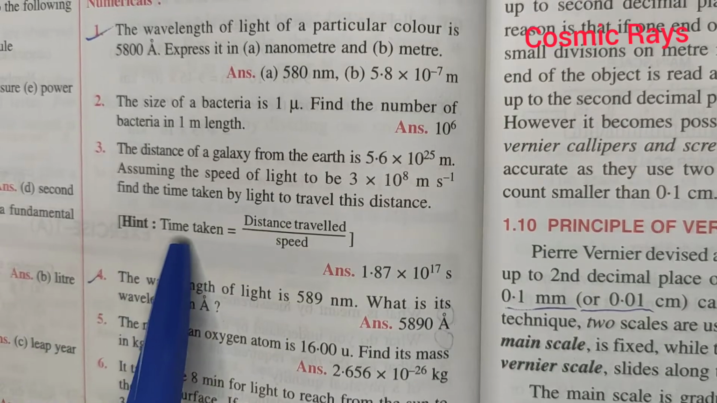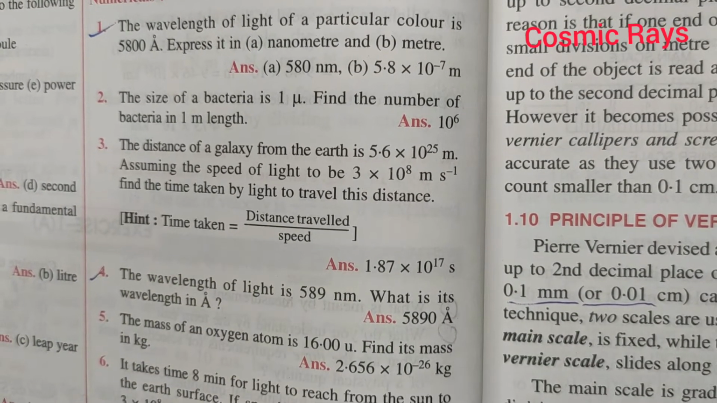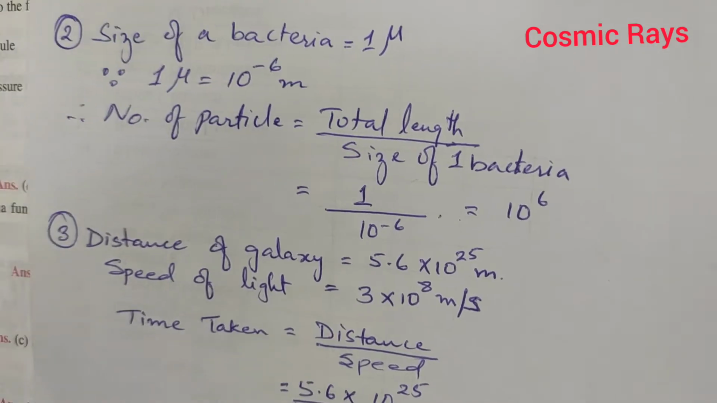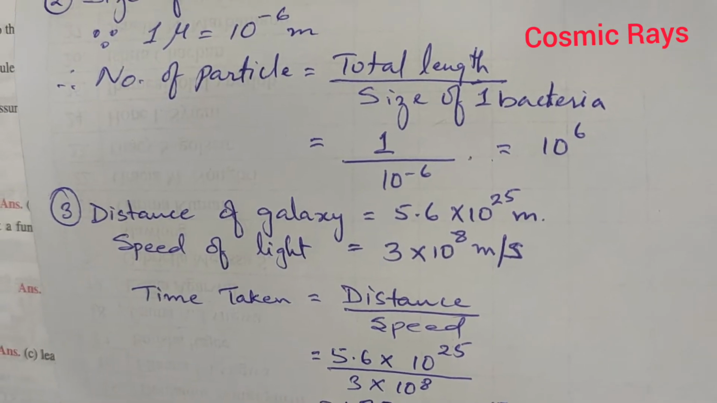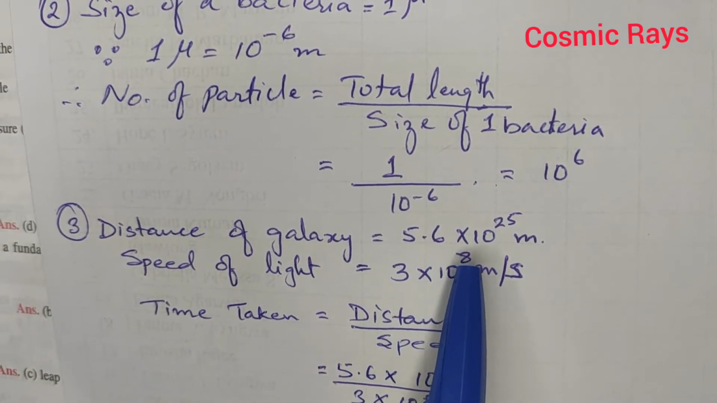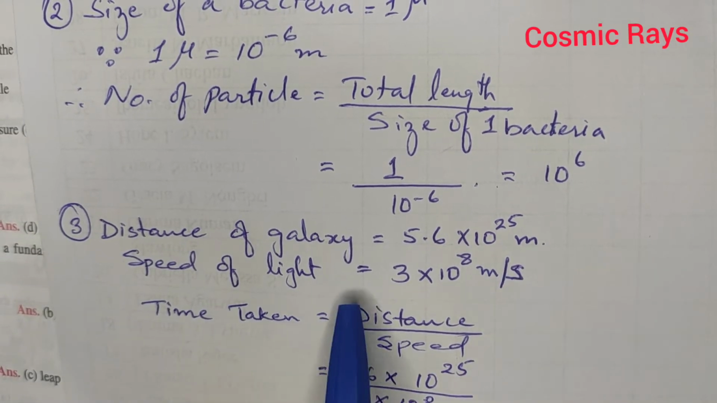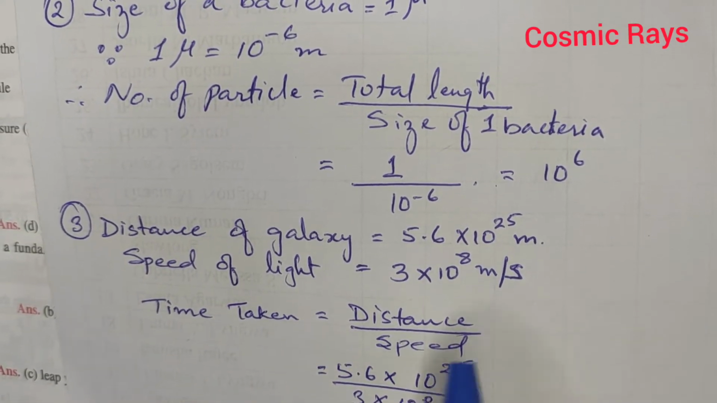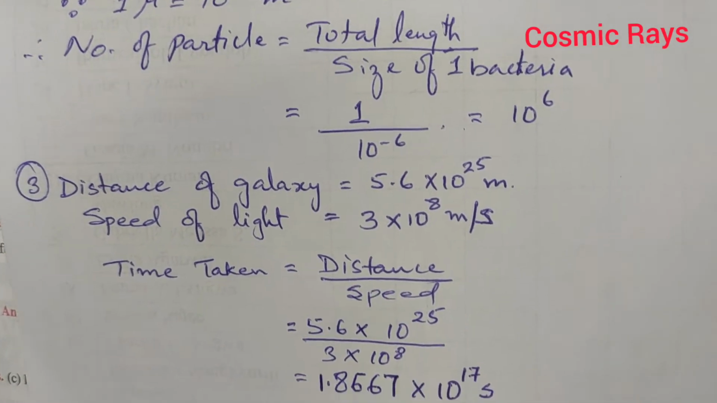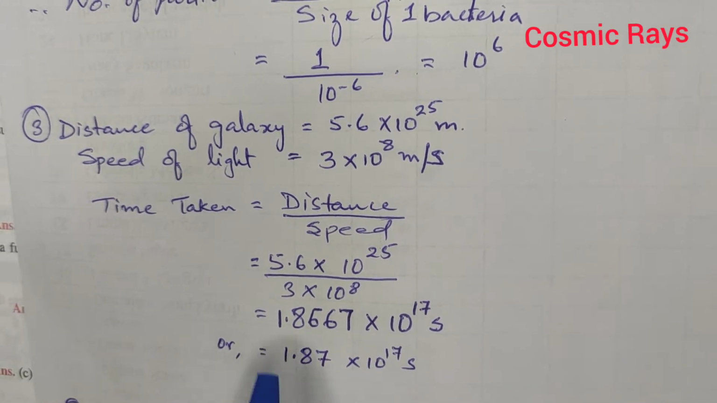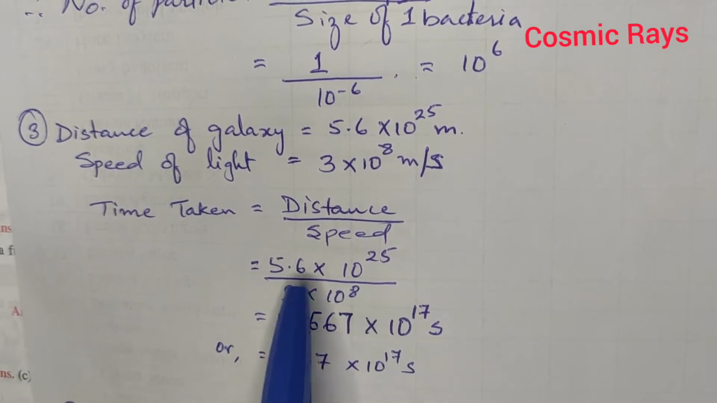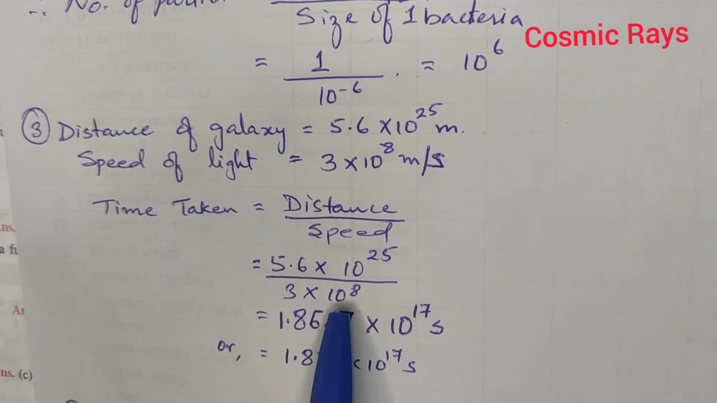In this question they have given us the hint, that is time taken is equal to distance by speed. So for this question we have written the given things. Distance of galaxy is 5.6 into 10 raised to the power 25 meter. Speed of the light is 3 into 10 raised to the power 8 meter per second. So time taken is equal to distance divided by speed. This formula is given in the question itself as a hint. So we just put the values. 5.6 into 10 raised to the power 25 divided by 3 into 10 raised to the power 8.